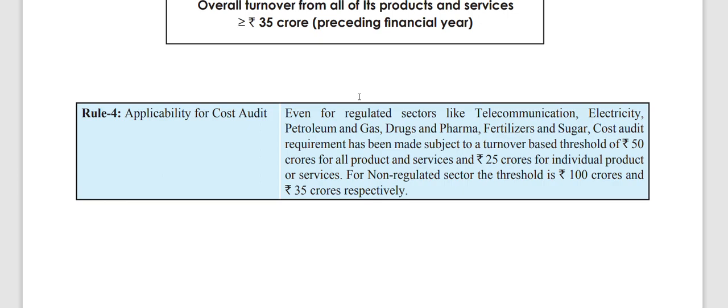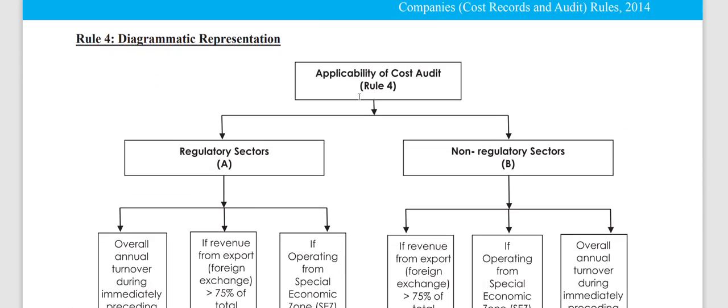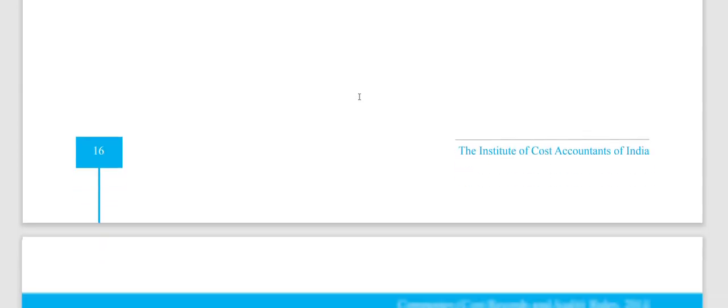In case any specific sector, service or product is crossing 25 crore individually, then cost audit is applicable for that individual service or product as well. When it comes to non-regulated sectors, it is 100 crores as total. In case any specific service or goods is greater than 35 crore, then cost audit is applicable for that specific thing. Okay, so the diagrammatic representation of this Rule 4 we can see below.